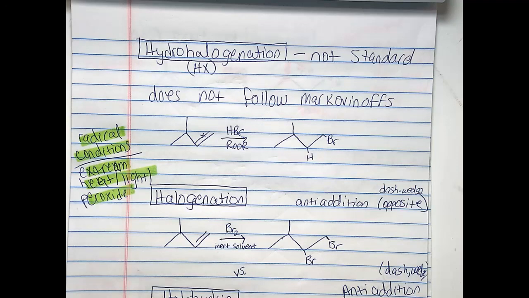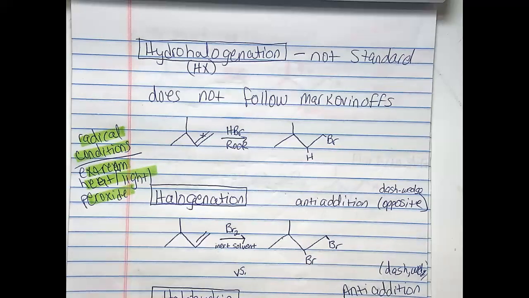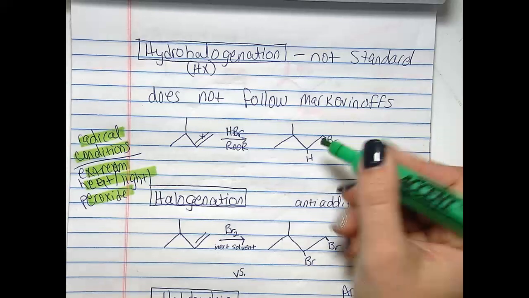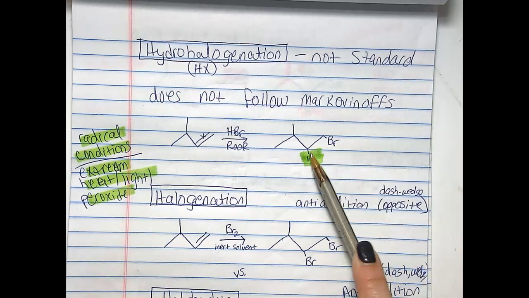Two things you will notice about my product. You should notice immediately there is no hydride shift, no proton shift, and Markovnikov's rule is not followed. You'll note the hydrogen is on the more substituted carbon, and that is not Markovnikov's rule. We would expect to see the hydrogen here, the bromine here.